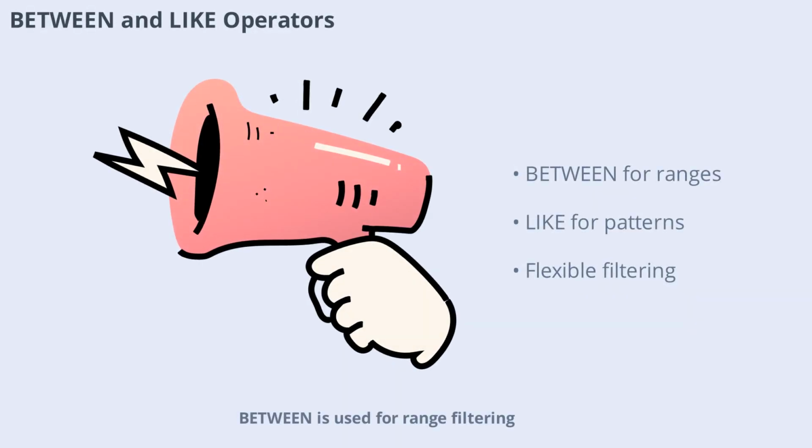Between is used for range filtering, such as select from employee where salary between 40,000 and 60,000. Like is used for pattern matching, such as select from employee where name like %. These operators add flexibility to your queries.